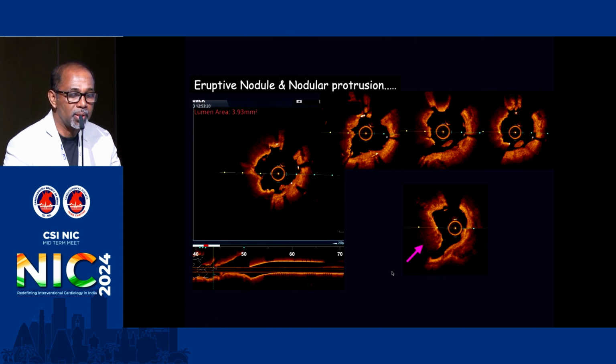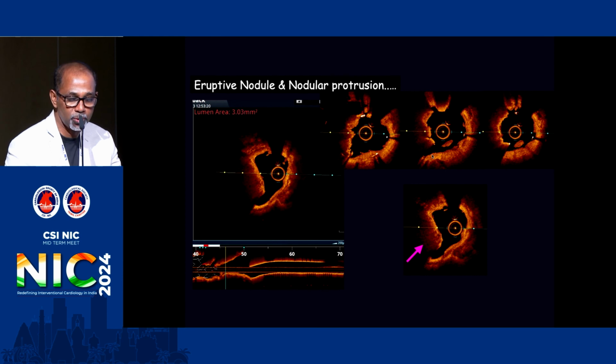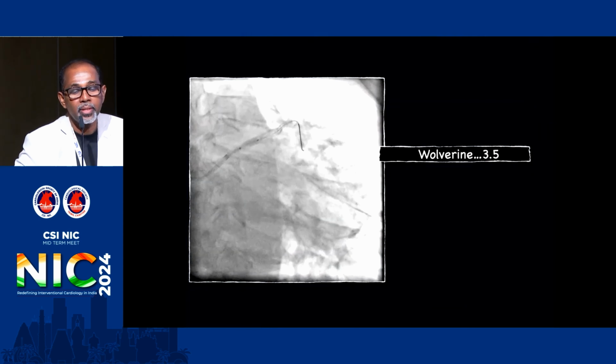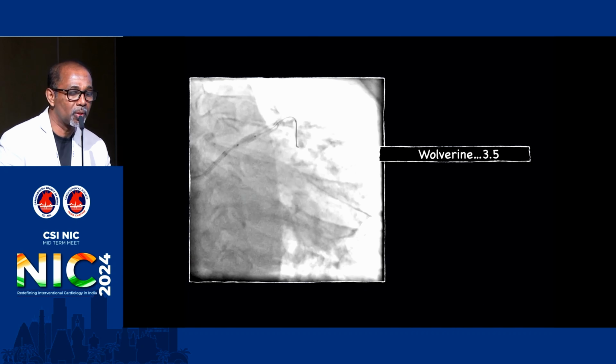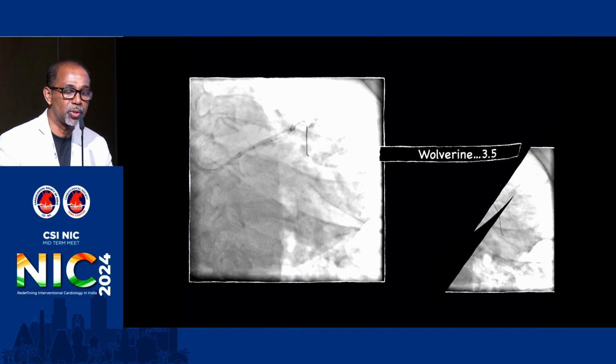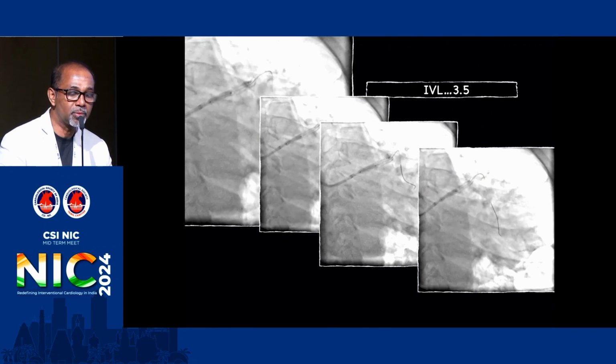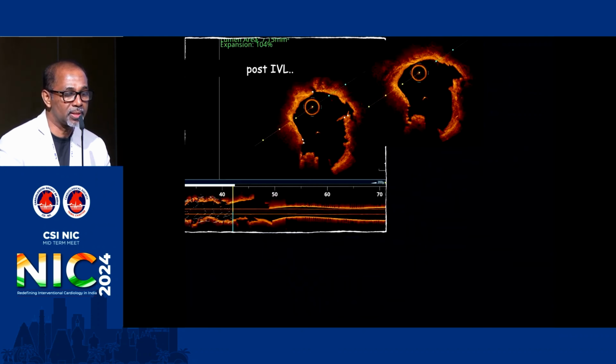When you look at the frozen images, you can see areas of nodular protrusions, as well as eruptive nodules. So both types of calcification, even concentric calcification, were seen. We tried opening it with a Wolverine, but we were not able to do that at 20 atmospheres, so we switched over to IVL. With the help of the IVL balloon at 80 pulses, we were able to open it up. Finally, we were able to stent.